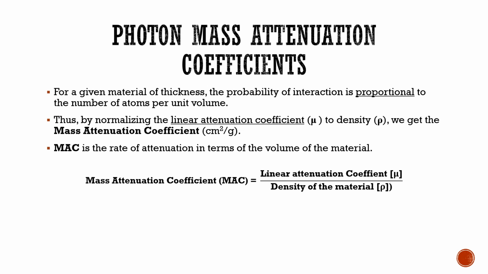On this hand, we're now going to be talking about the mass attenuation coefficient. So, for a given material of thickness, the probability of interaction is proportional to the number of atoms per unit volume.